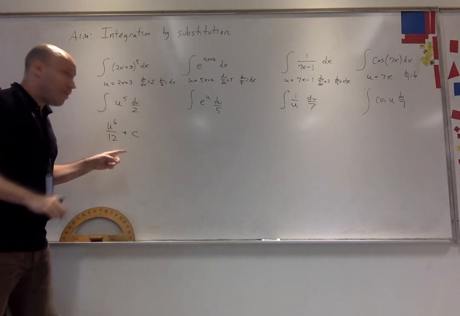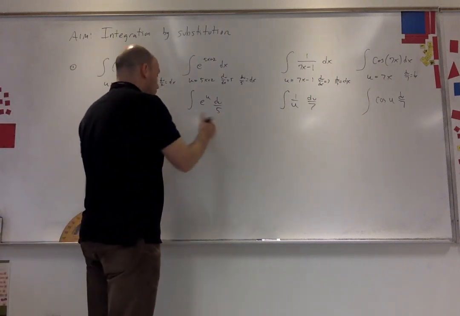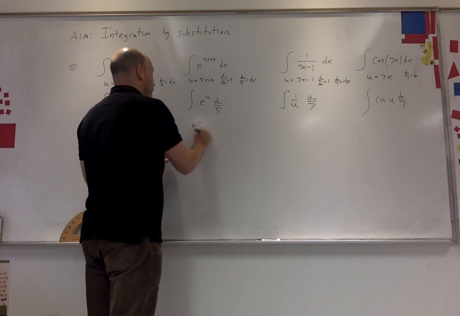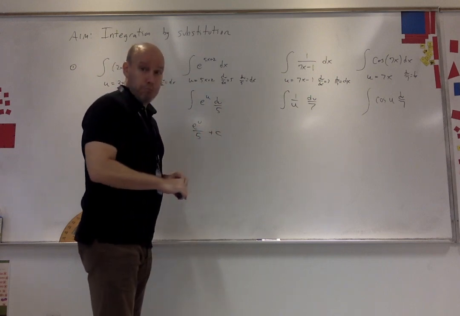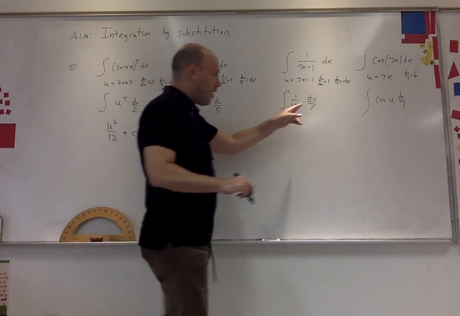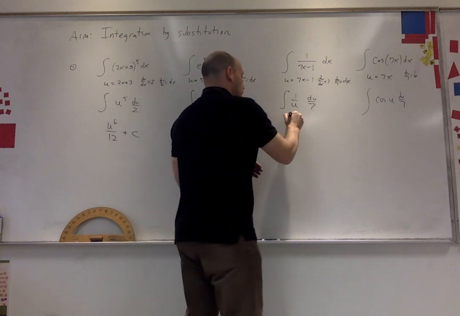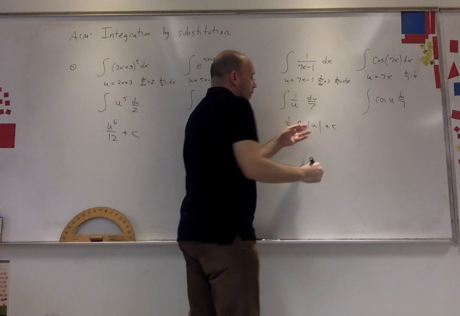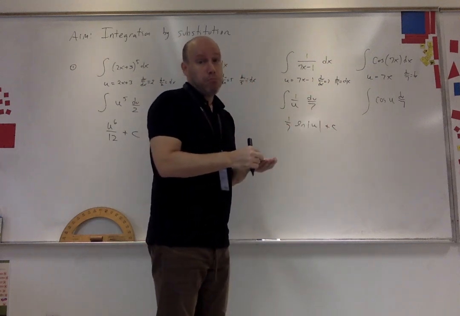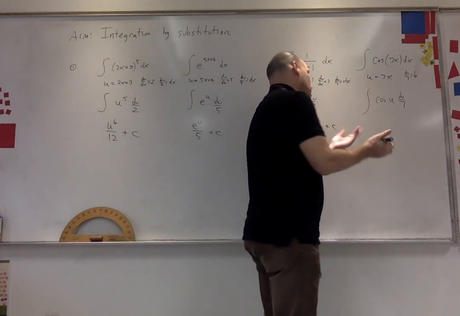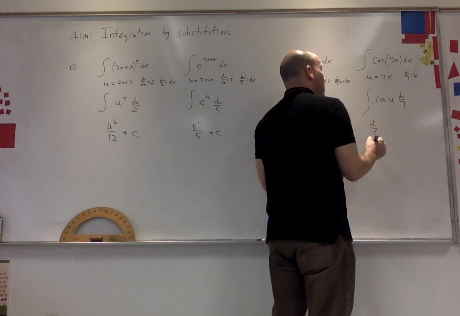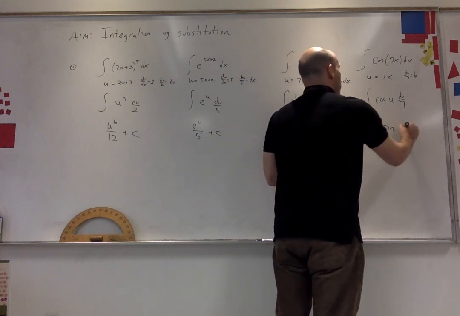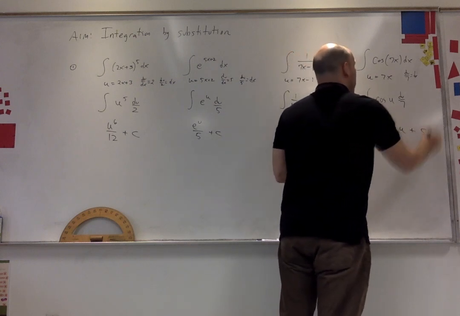Right? What's going on over here? Well, this is e to the u over 5 plus c. What's going on over here? Well, it's 1/7 ln of the absolute value of u, plus c. What's going on over here? Same idea. 1/7 sine of u plus c.